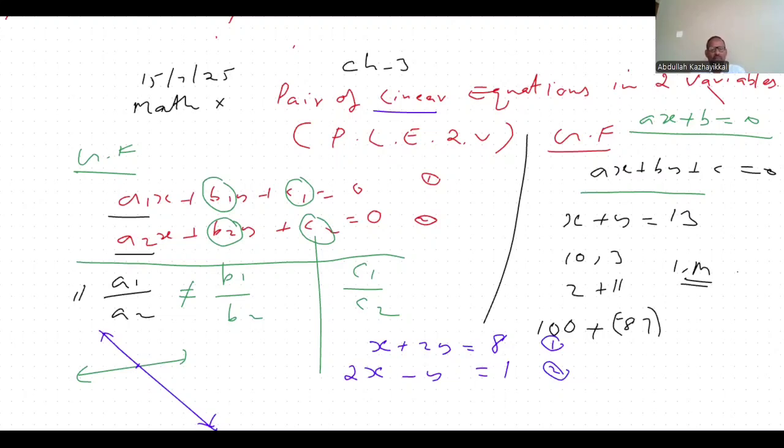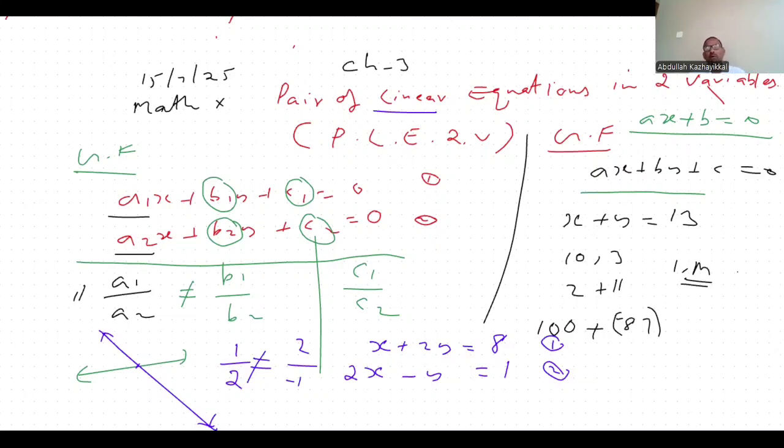Here what is A1? A1 is equal to 1. A2 is 2, so A1 by A2 is 1 by 2. Now you have to see B1, that is 2. And what is B2, my dear children? B2 is minus 1. So now it is very clear, half is not equal to minus 2. So it has one solution. Are you following or not?